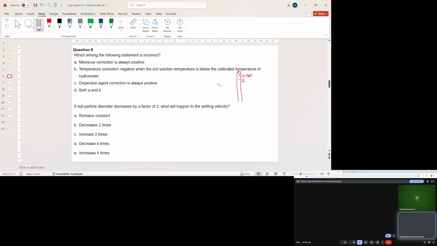Sorry, it's going to be 1.000, it's going to be 1.005, 1.010, 1.015, and 1.020. Usually it extends up to 1.025, and this goes up to 1.030.